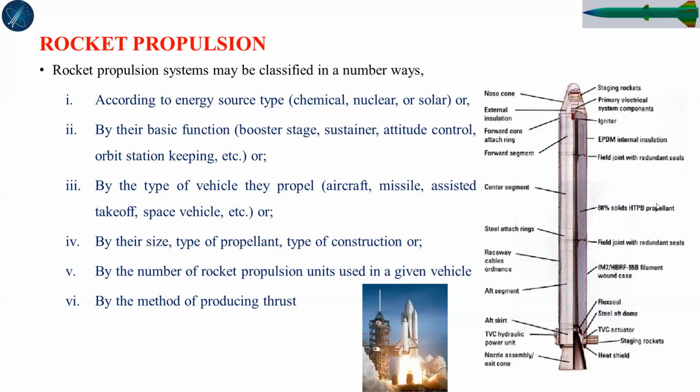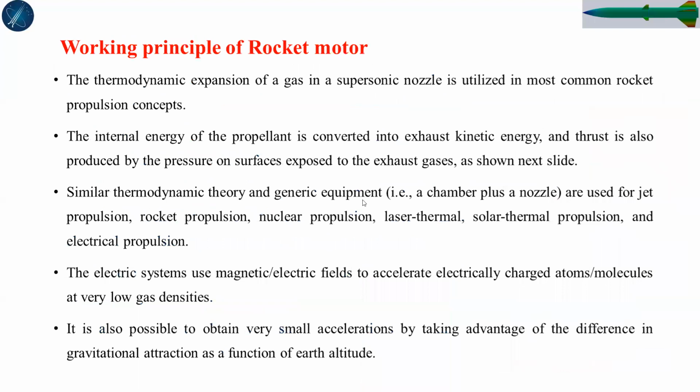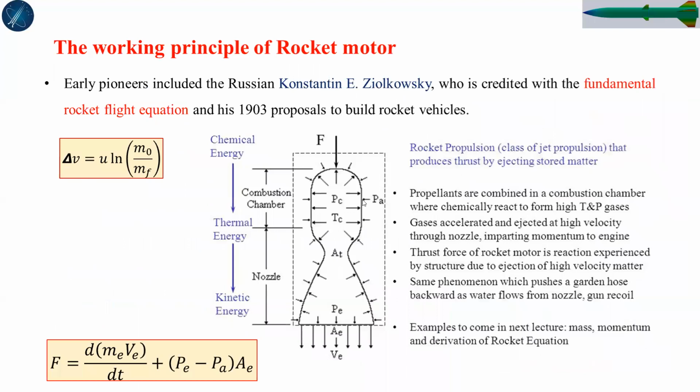So these propellants may be used. There are some central segments of rockets, steel attachment rings. So these are the overall components. Yeah, so this is a rocket construction. How does the rocket work? We already discussed it last time.